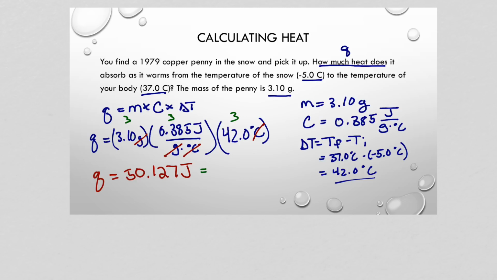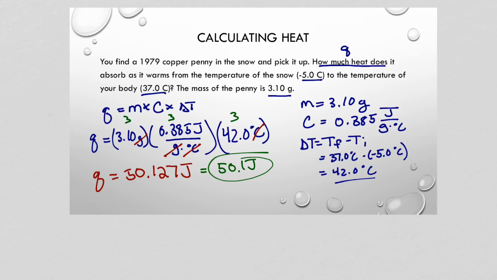So 501, the 2 tells me to leave it alone. So 50.1 joules would be my heat here. So this is one example for calculating Q.